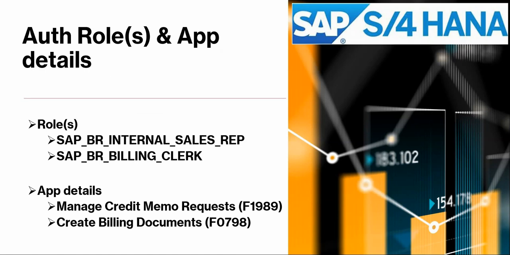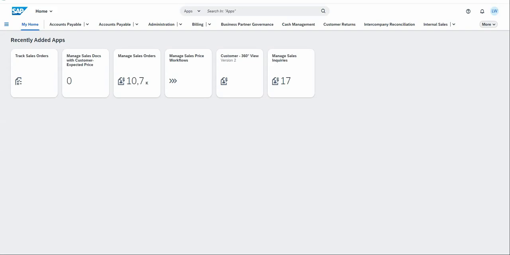In terms of the authorization roles, again, you can use the SAP BR internal sales rep or SAP BR billing clerk to activate these apps, manage credit memo request, and there's the ID, and then create the billing document, and there is the ID. Okay, so let's jump into the SAP process.